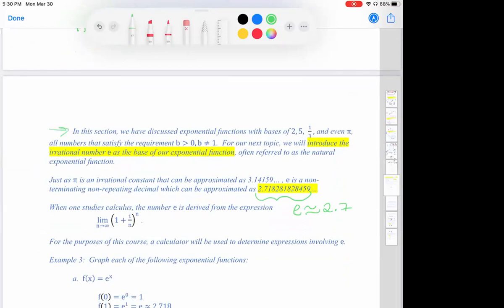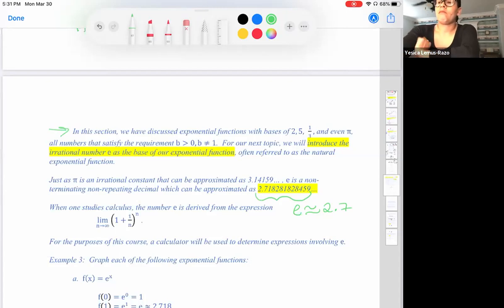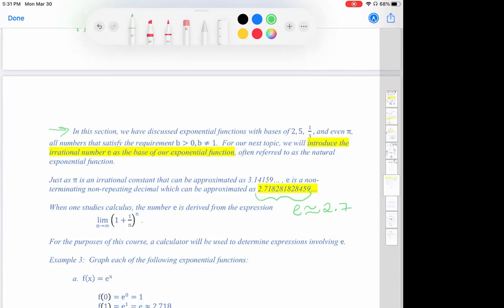In this section, we have discussed exponential functions with bases of 2, 5, and 1/3, and even pi. All numbers that satisfy requirements, that b must be greater than 0 and not 1. For our next topic, we will introduce the irrational number e as the base of our exponential function, often referred to as a natural exponential function. Just as pi is an irrational constant that can be approximated as 3.14, e is a non-terminating, non-repeating decimal which can be approximated 2.7. So that's e.